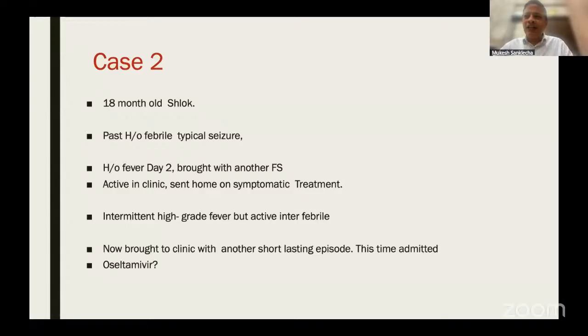You have hospitalized for the seizure, but because it's a flu epidemic, he's 18 months, at risk for severe influenza, we have started Oseltamivir. So we are all on the same page that here we will still give Oseltamivir no matter what, because we don't want to take a chance on a child who is getting multiple seizures, and we want the fever to come down soon. Okay.